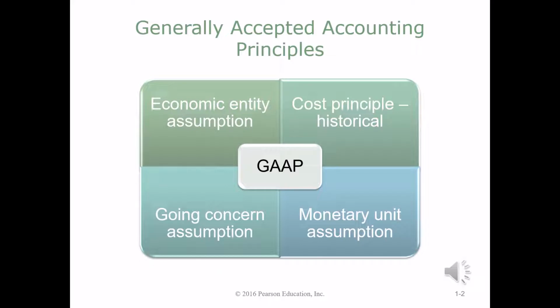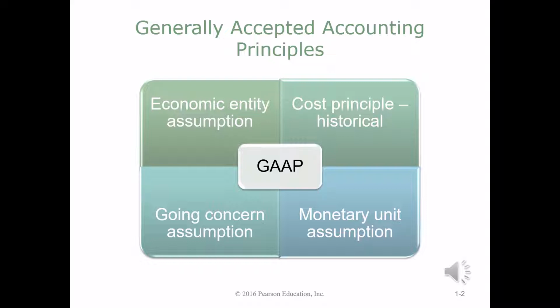Second, the cost principle. This states that everything in accounting needs to be recorded based on how much an item cost, not what its market value is. Third is the going concern assumption. This states that we assume that the company has no expiration date. It is just going to operate on into the future with no foreseeable end.